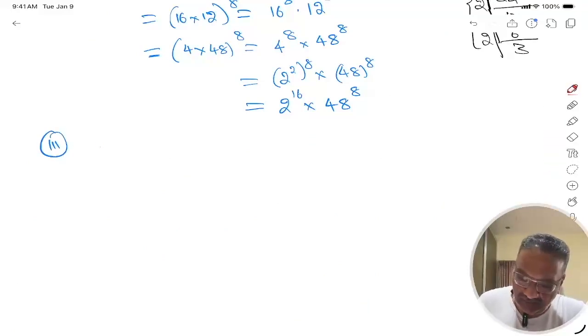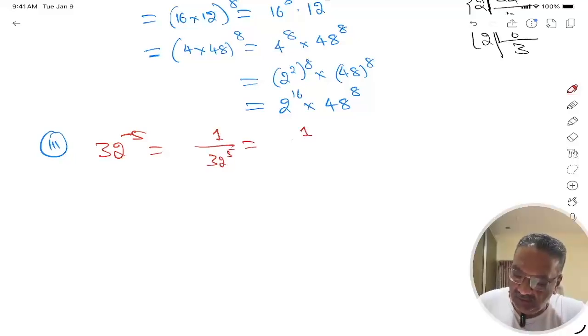32 to the power of minus 5. This is equal to 1 by 32 to the power of 5, which is equal to, you can write, or let us keep it as it is. 32 can be written as 2 into 16, so 32 to the power of minus 5 is equal to 2 to the power of 5 minus 16 to the power of 5.